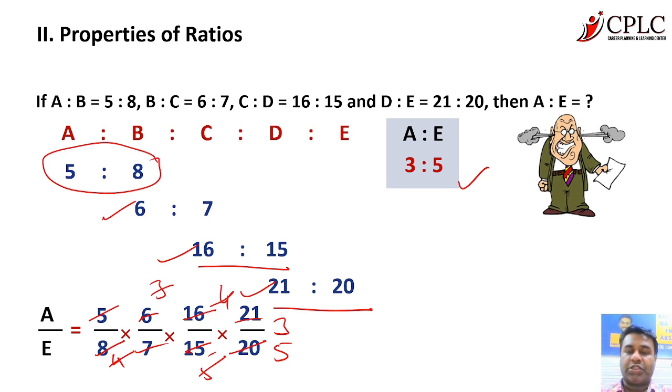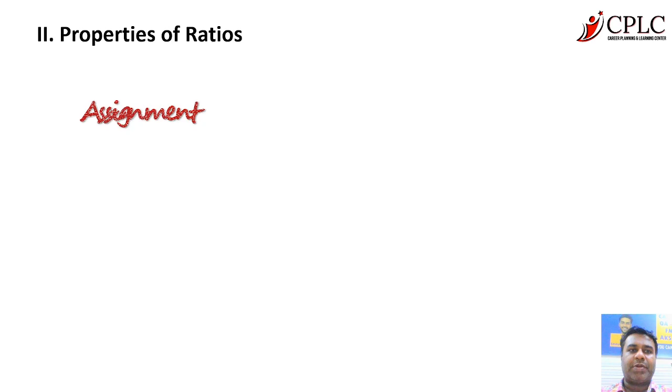So similarly, in this way, you can find the answer of A is to E is 3 is to 5. Okay. Now let's move on to the next part.